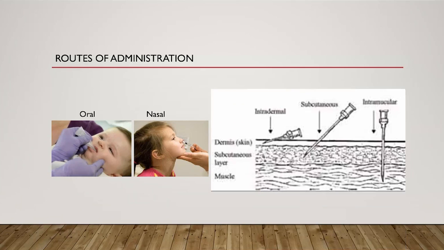And the three routes which are available are intradermal, which is given with a needle at a 15-degree angle to the skin, and the needle should only pierce the dermis, should not reach the subcutaneous layer. Then the subcutaneous route, where you are inserting a needle at a 45-degree angle and reaching the subcutaneous layer. And the last route is intramuscular, where you are inserting the needle at a 90-degree angle to the skin, reaching the inner muscle layers.